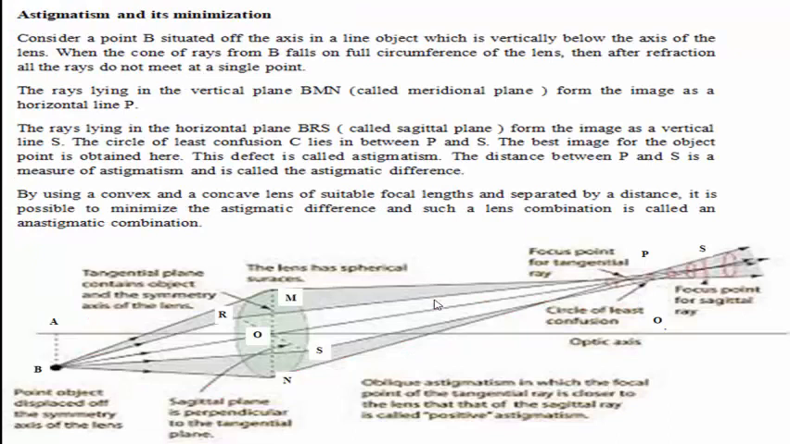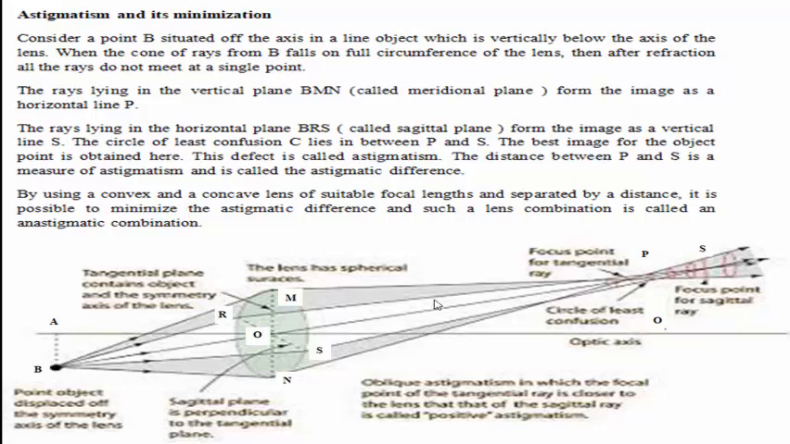Astigmatism and its minimization. Consider a point B situated off the axis in a line object which is vertically below the axis of the lens. When the cone of rays from B falls on the full circumference of the lens, then after refraction all the rays do not meet at a single point, as you can see in the figure.